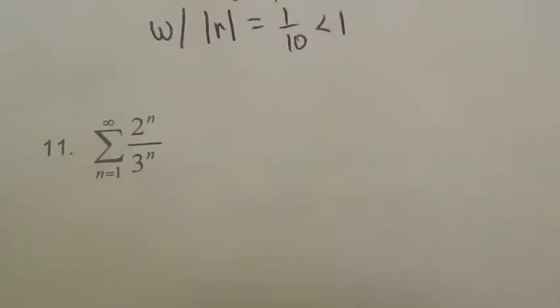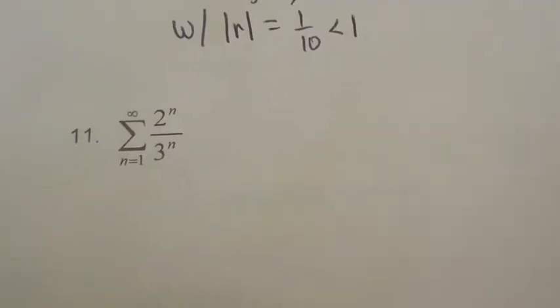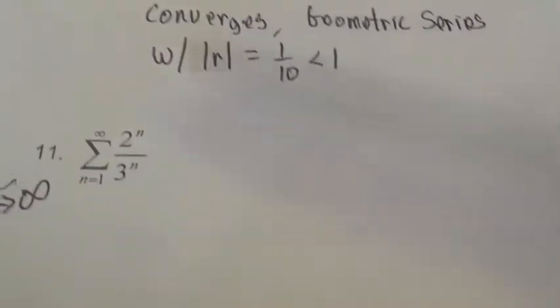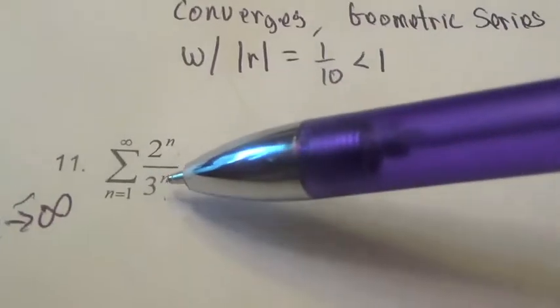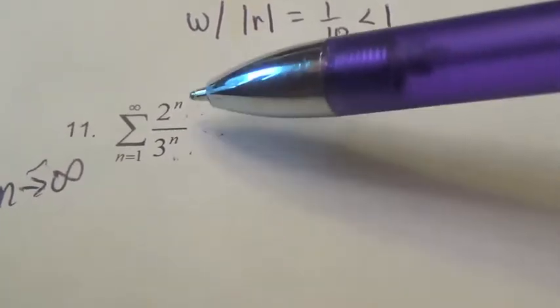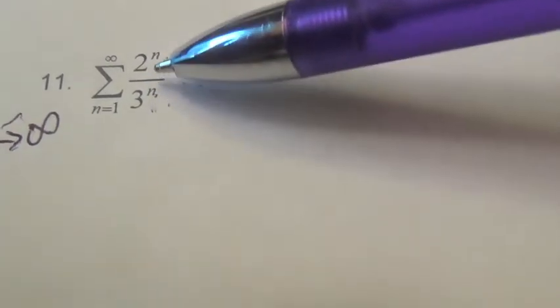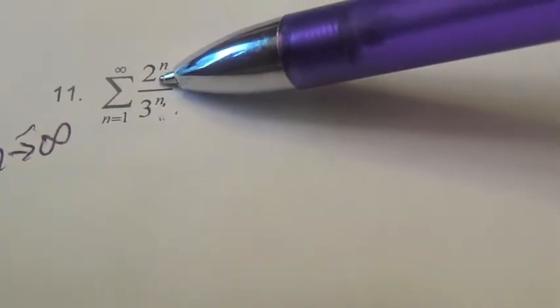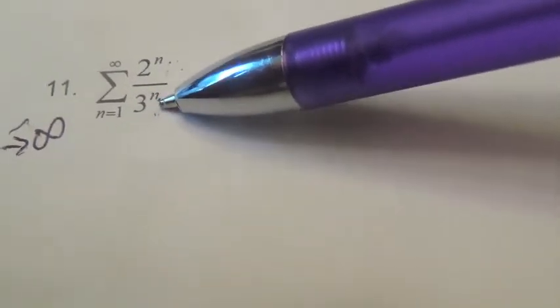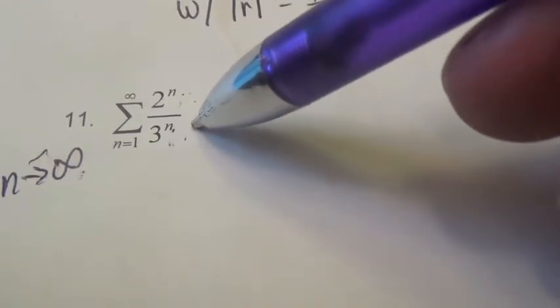11, 2 to the n over 3 to the n. Let's first check the nth term test here. As n goes to infinity, this needs to go to 0. Hopefully we would know this does in fact go to 0. When you're dealing with these, you're basically figuring out which one of those grows at a faster rate. We did that a few days ago. Since the 3 to the n has a bigger base than this exponential function, which has a base of 2, this does in fact go to 0. This is a faster growing function. So as n goes to infinity, this would go to 0, meaning it passes the nth term test.